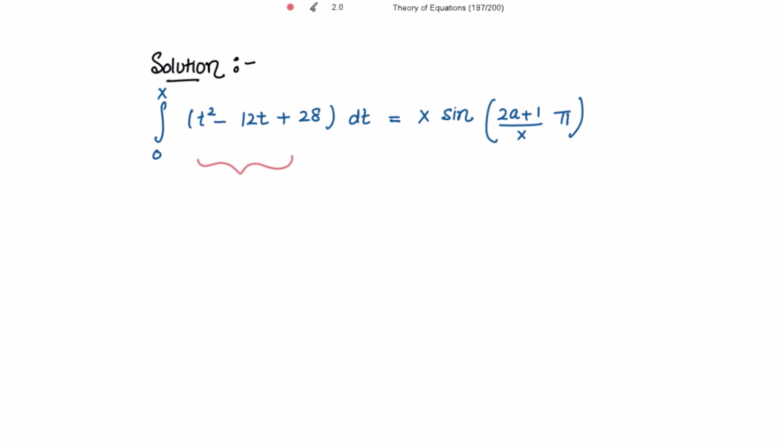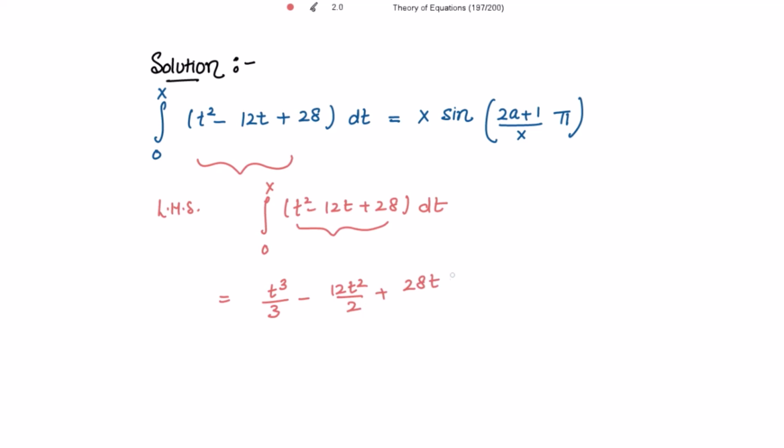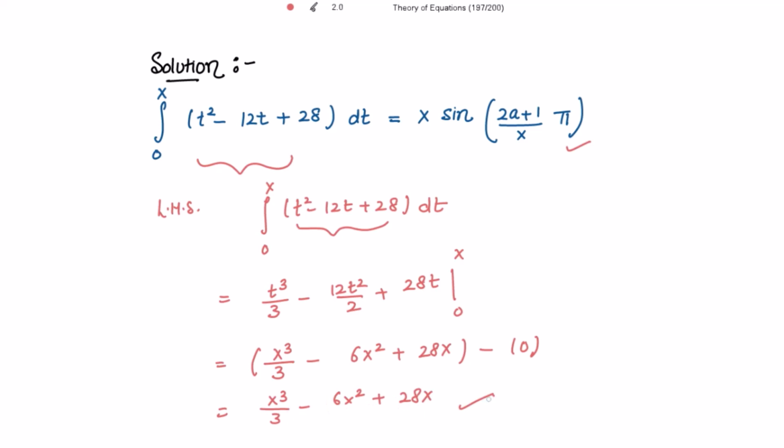The left hand side of this equation can be solved by just integrating this integrand with respect to t. So we get t cubed divided by 3 minus 12t squared divided by 2 plus 28t, with the limits from 0 to x. So putting the upper limit, it becomes x cubed divided by 3 minus 6x squared plus 28x minus 0. So the left hand side is x cubed divided by 3 minus 6x squared plus 28x. So let's rewrite this equation again with this left hand side.